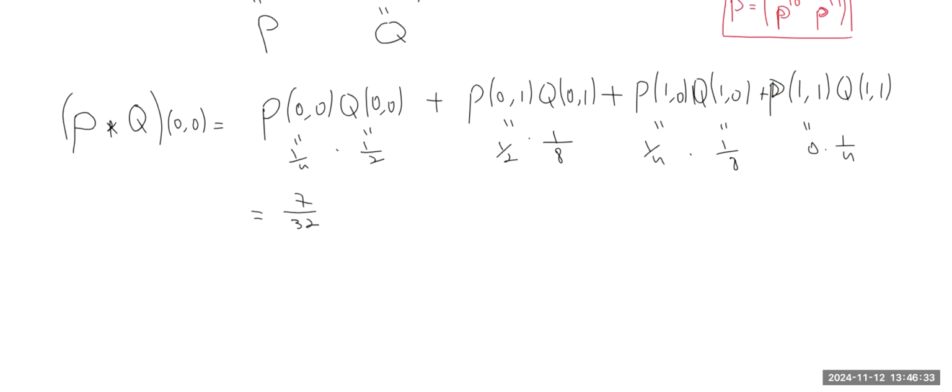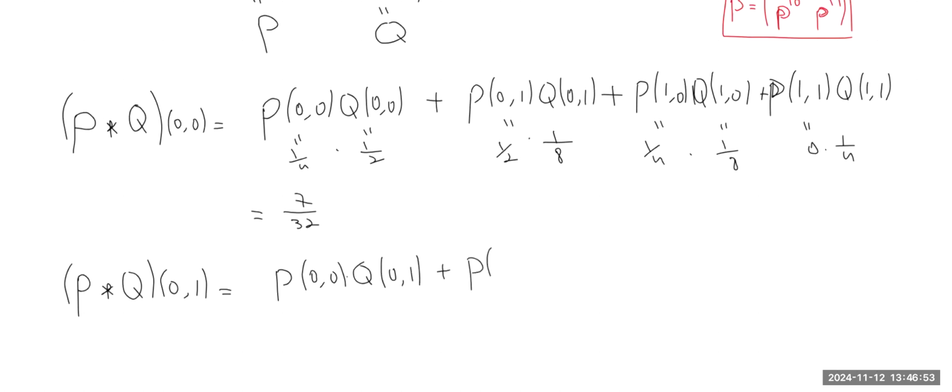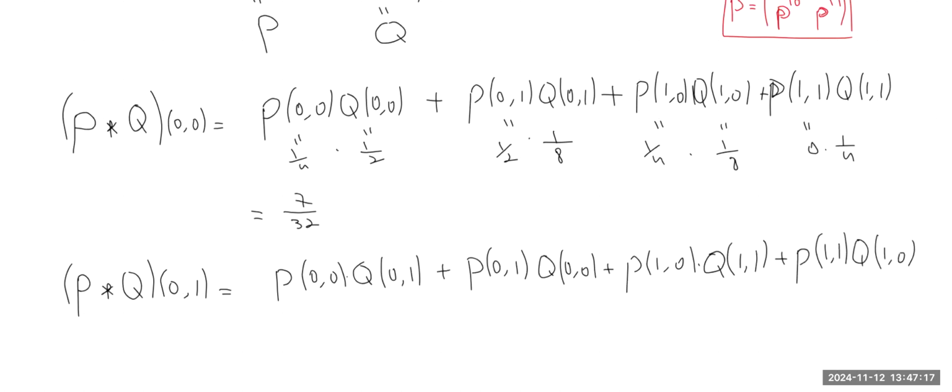It's not enough. We also need to calculate the others. I will not do all the calculations, just the beginning of 0, 1. Which pairs give me 0, 1? There are also 4 pairs: 0, 0 with 0, 1, the sum of them will be 0, 1. There are others like 0, 1 with 0, 0, of course, and 1, 0 with 1, 1, because the sum of this is 0, 1. And of course, 1, 1 with 1, 0. If one calculates it, it turns out to be a number.